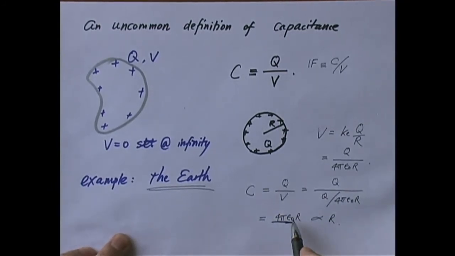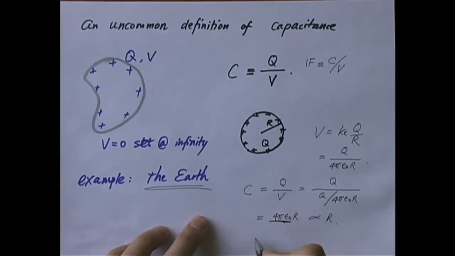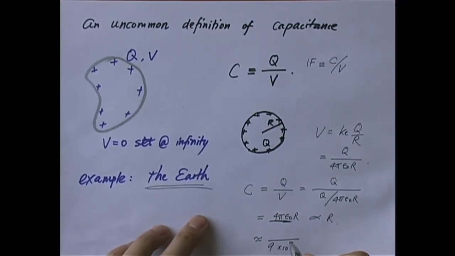4 pi epsilon naught is roughly 1 over 9 billion. Okay, 9 times 10 to the 9 in SI system. And R, what is the radius of the Earth? Do you recall? It's about 4,000 miles, or 6,400 kilometers, or 6.4 times 10 to the 6 meters. That's the prime SI unit. So you take this divided by that, you will get the value of C of the Earth in farad.